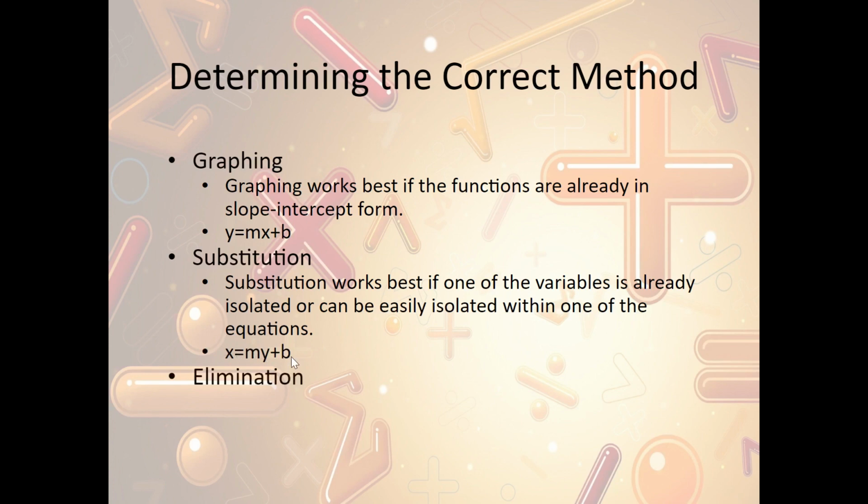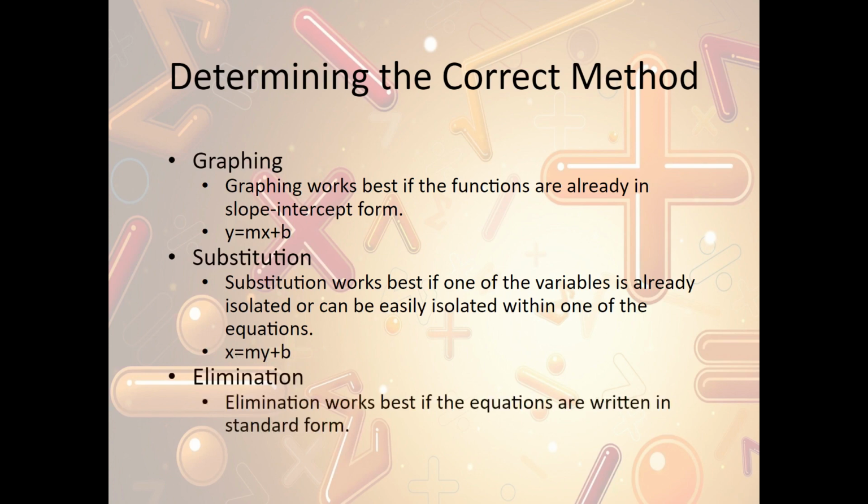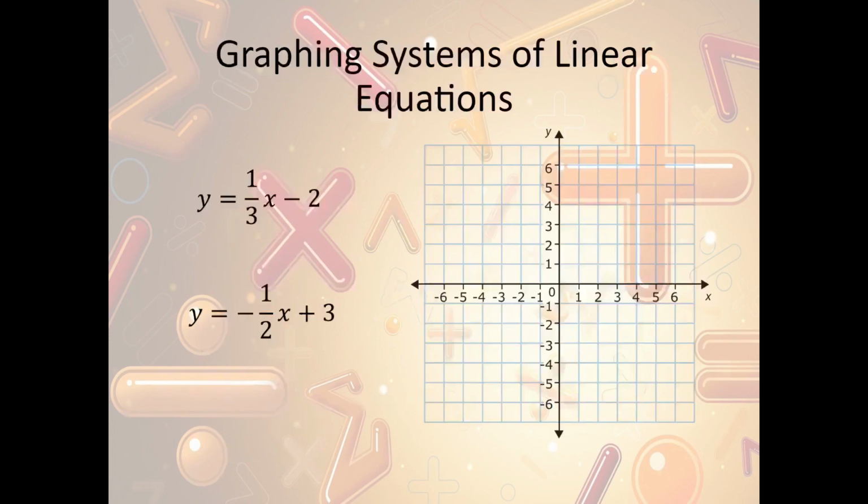And lastly, we have elimination. Elimination usually works best if the equations are written in standard form, meaning the x and y's are on the same side. And that looks something like this: mx plus ny is equal to b. So this is how we can determine which method is the best version of what we need to do. Now let's take a look at how we can graph systems of linear equations.